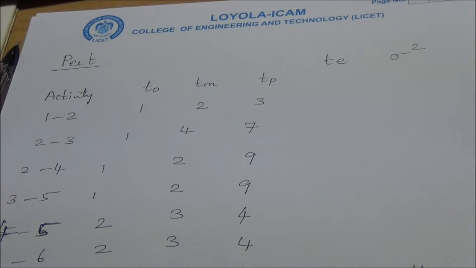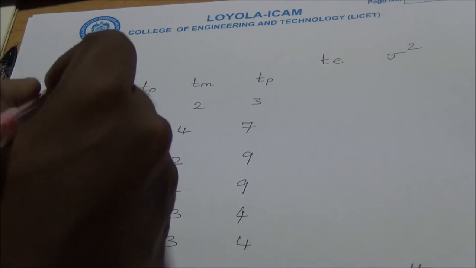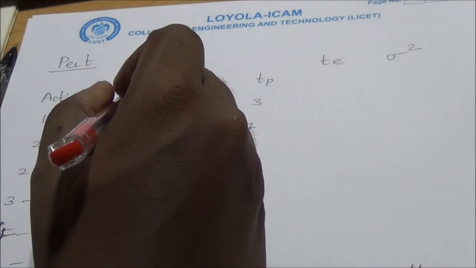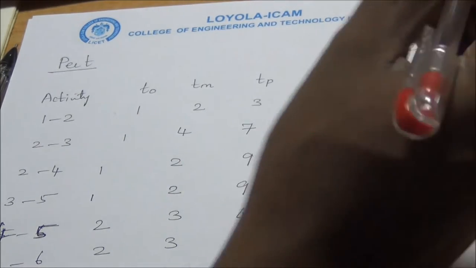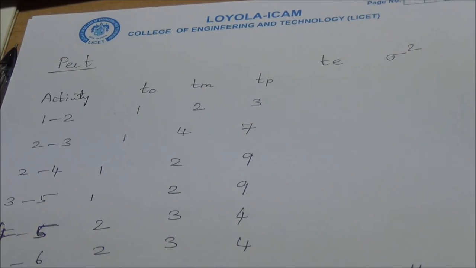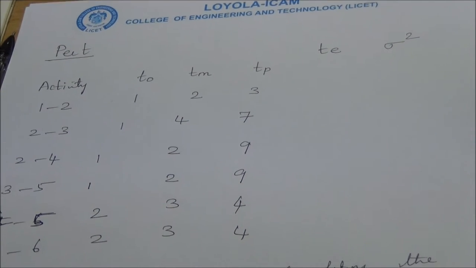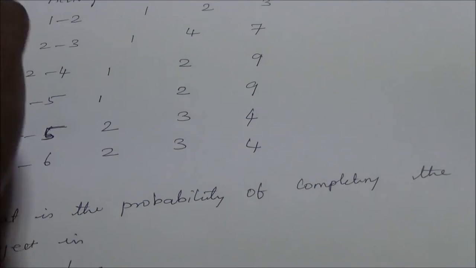Hello all, so we'll solve another PERT problem. The activities are given and the times are given as TO, TM and TP. We have to estimate TE and sigma square, and calculate the probability of completing the project in 12 days, 14 days and 10 days.